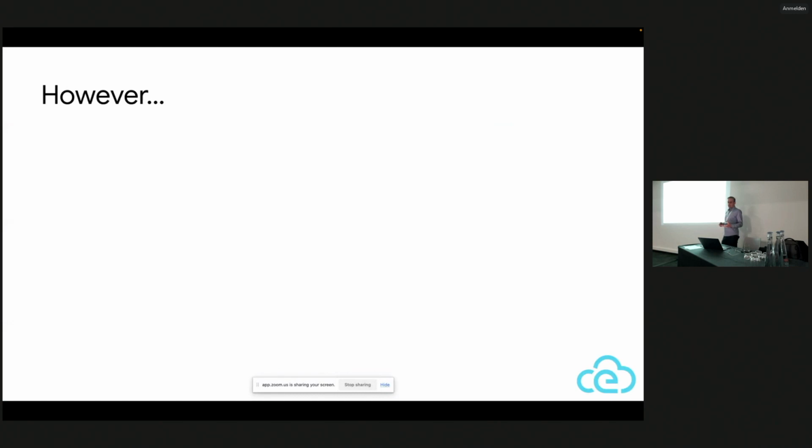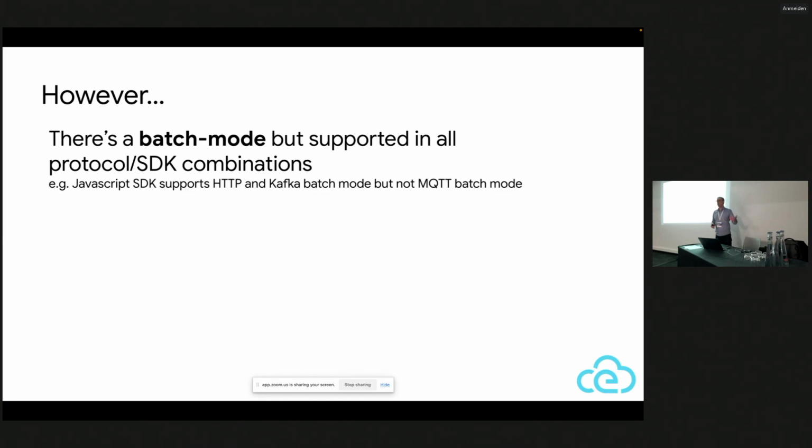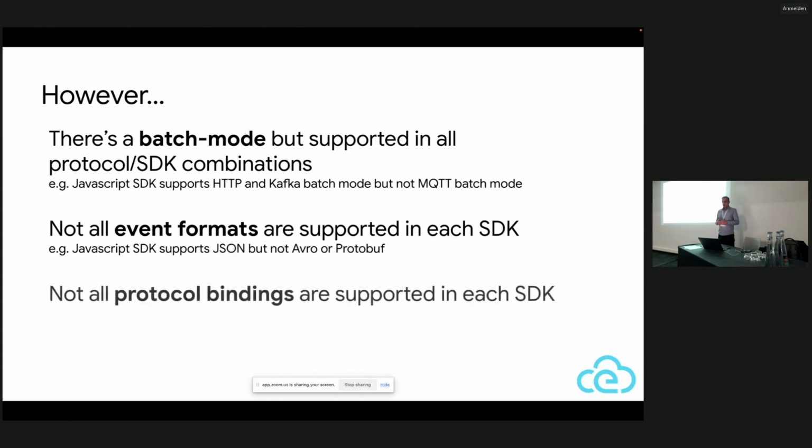Of course, there are always some caveats. For example, there's a batch mode in CloudEvents where you can batch multiple events and send them all at once, but it's not supported in all protocol and SDK combinations. For example, the JavaScript SDK supports HTTP and Kafka batch mode, but it doesn't support MQTT batch mode for some reason. Not all event formats are supported in each SDK. Again, the JavaScript SDK supports JSON, but it doesn't support Avro or protobuf. Not all protocol bindings are supported in each SDK. Again, the JavaScript SDK supports HTTP and Kafka, but it doesn't support AMQP, MQTT, and NATS.